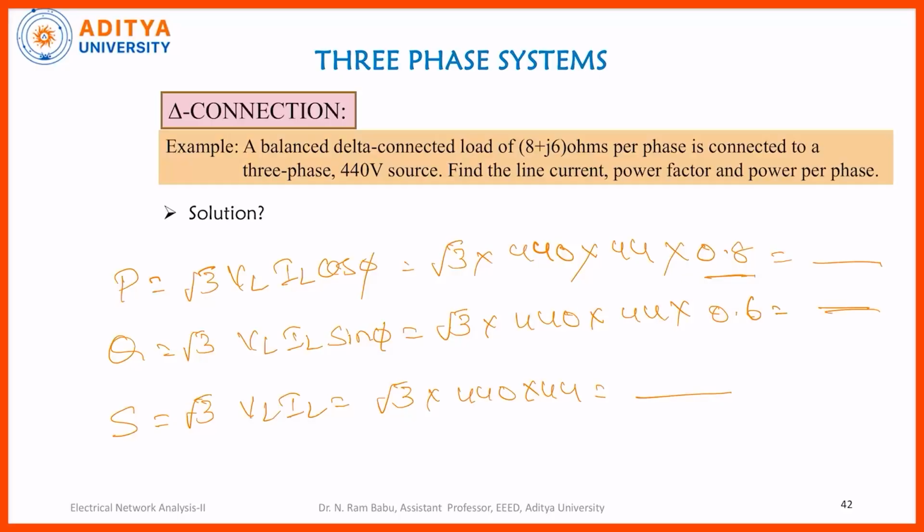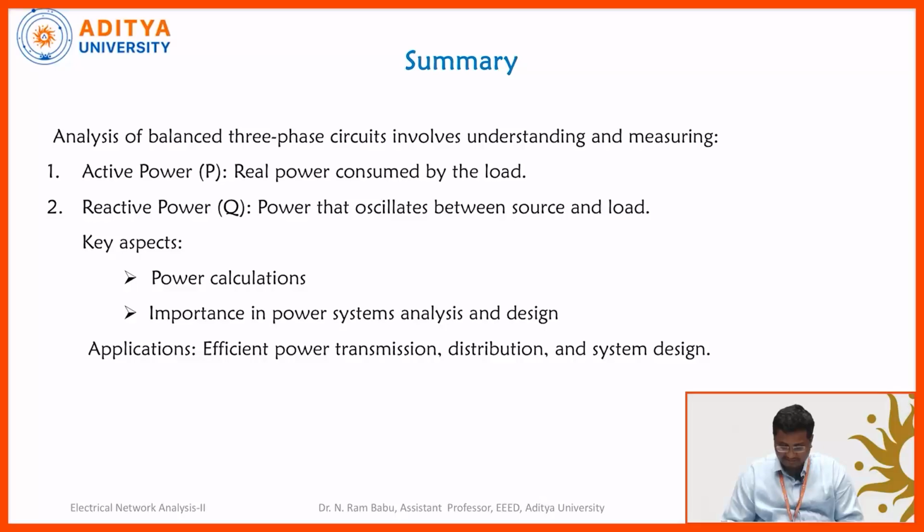So from this we have calculated all the powers per phase. Therefore, in this numerical we have calculated the values of line currents, phase currents, line voltages and phase voltages. Next is power factor cos phi, and next are the powers. We have calculated active power, then reactive power, and the final one is apparent power. This is the method we need to follow for the calculation of all the values. I hope the numerical with the delta connection is also clear.